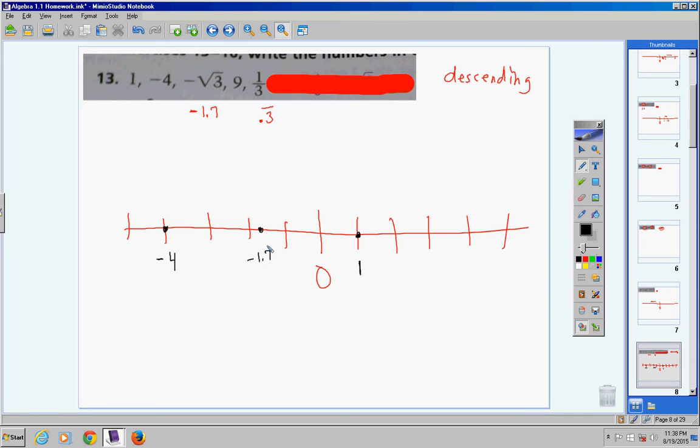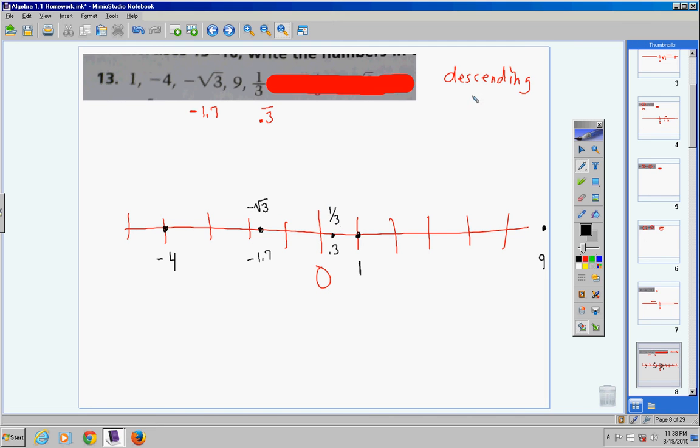Now above that, I'm going to go ahead and put negative square root of 3 so I don't forget what the original number was. 9, of course, is way over here somewhere. I'll just put 9 over here. And then 1/3 is 0.3, so about right here. 0.3, or in other words, 1/3, okay?